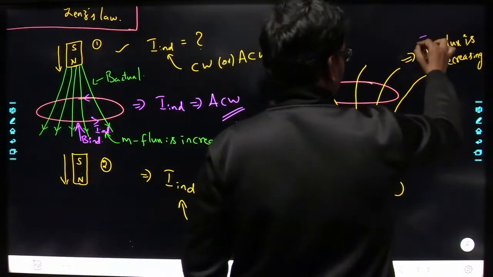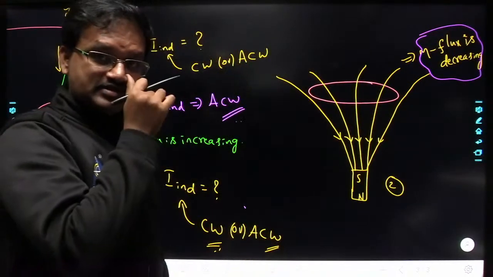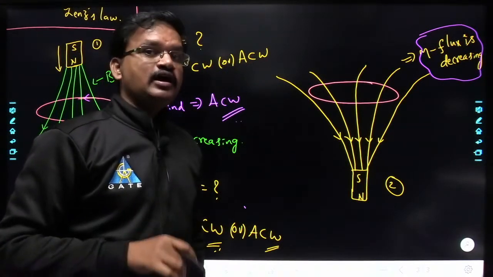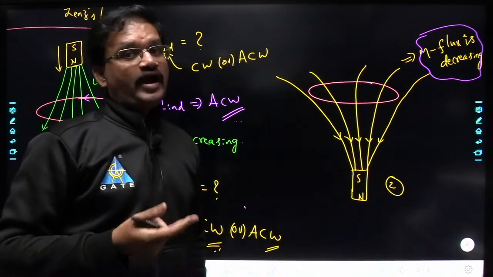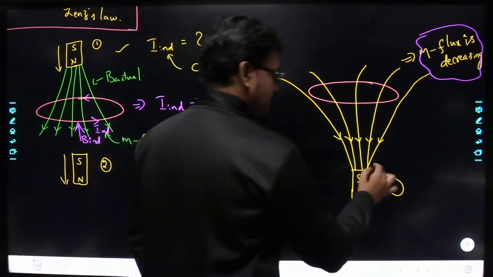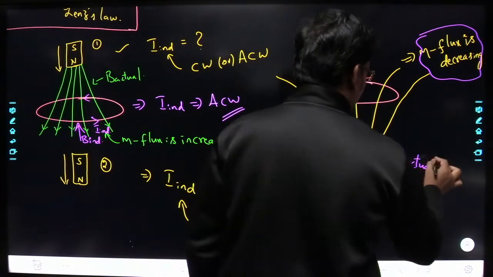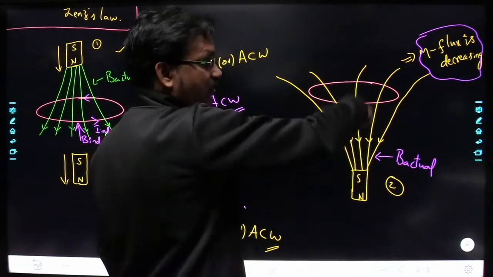Just now we have told that whenever the magnetic flux is decreasing, the direction of the induced magnetic field will be along the direction of the actual magnetic field. So here this is B actual, yes or no? This is the direction of the actual magnetic field. The direction of the actual magnetic field is pointing in the downward direction.